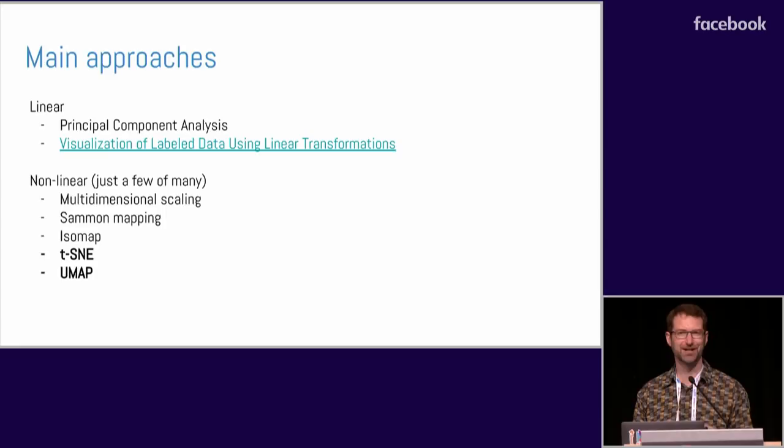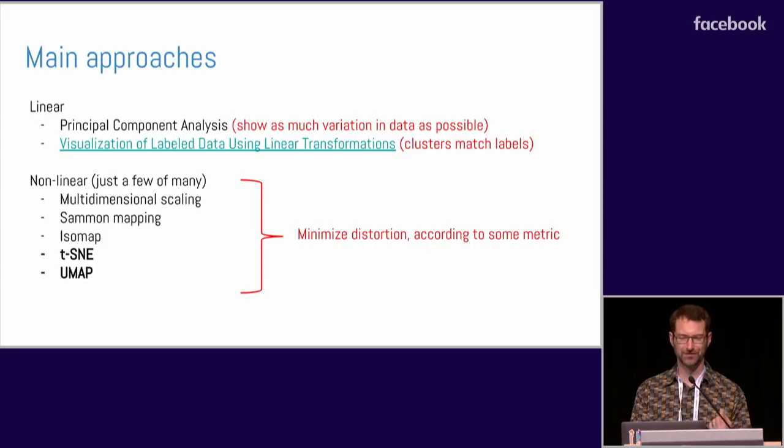There's also a bunch of nonlinear methods, many, many of them. And you can think overall, what is the goal of each of these methods? PCA is just trying to capture as much variation. This idea of visualizing labeled data doesn't have a catchy name; you match the clusters with the projection. And the nonlinear methods generally have some metric of distortion that they use and try to minimize that distortion. So let's take a look at some of these in practice, and then I want to talk a little bit about the theory and how to read these.